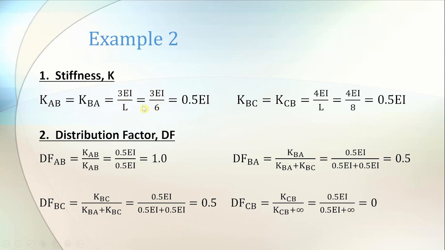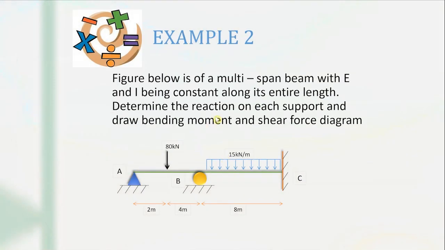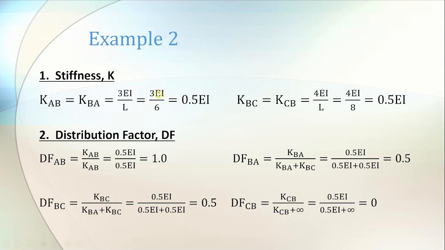Since also dalam soalan ni, it is mentioned that E and I being constant means that the modulus of elasticity and the cross section of the beam sama. So tak ada masalah, tak ada perubahan throughout the length of the beam. That's why kita ignore sebab dia kata constant maksudnya sama. Kita tak masukkan value EI ni. Then you just calculate, you will get 0.5 EI. This one over 2, right?